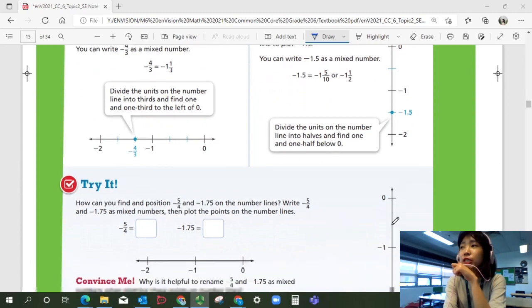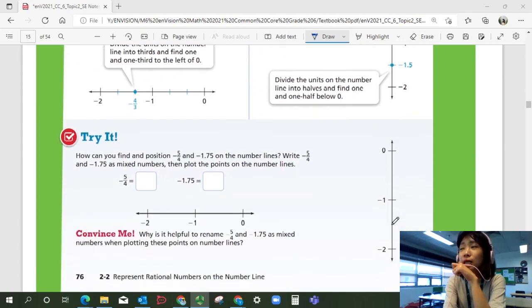How can you find and position negative 5 over 4 and negative 1.75 on the number lines? Write negative 5 over 4 and negative 1.75 as mixed numbers, then plot the points on the number lines. So you're going to plot both points on both number lines. Write -5/4 and -1.75 on the horizontal one and on the vertical one. 2 dots on the horizontal, 2 dots on the vertical. See if you can do it by yourself. Come back when you're ready for answers.